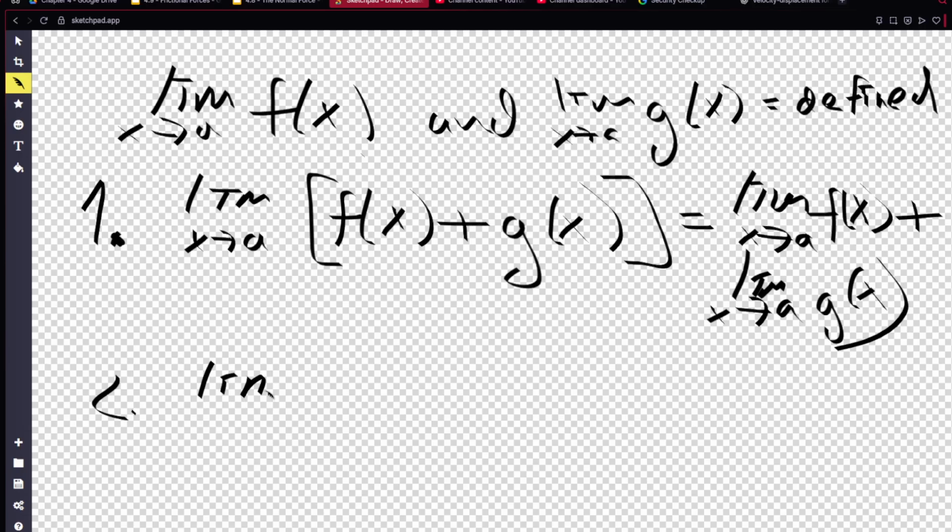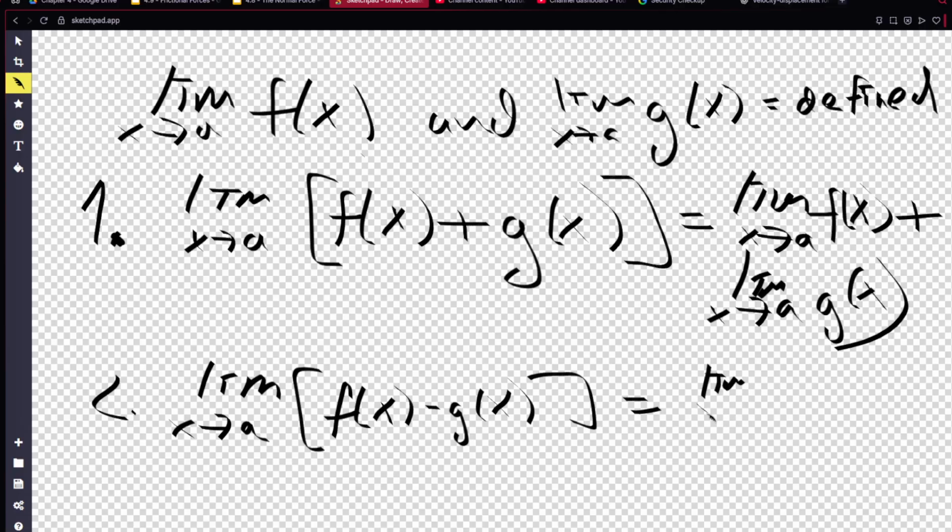Same thing for differences. I wish I could just copy and paste, but I can't. It will equal this, but just with a minus: the limit as x approaches a of f of x minus the limit as x approaches a of g of x. It's quite sloppy, but those are the basic limit laws. There are just like 10 more.